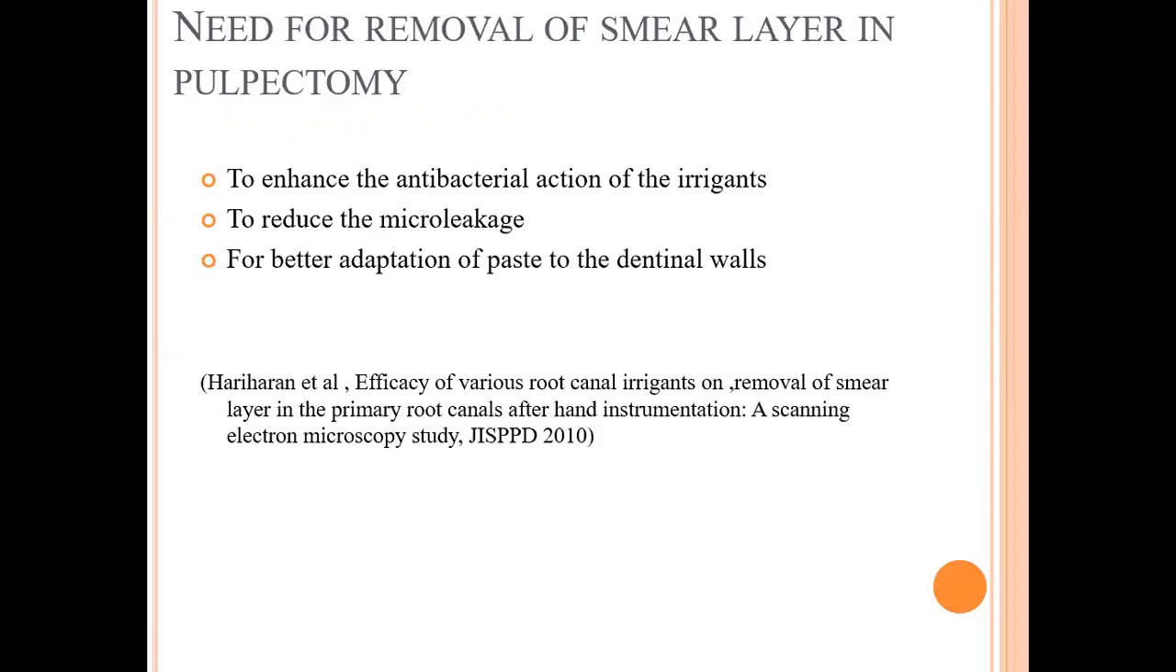Now we go on to the need for removal of smear layer in pulpectomy. It is to enhance the antibacterial action of the irrigants, to reduce the microleakage, and for better adaptation of paste to the dental walls. Smear layer is basically a layer which is formed after preparation of the tooth surface, which also contains the bacterial component. So to have a successful treatment, it is important to remove the smear layer.